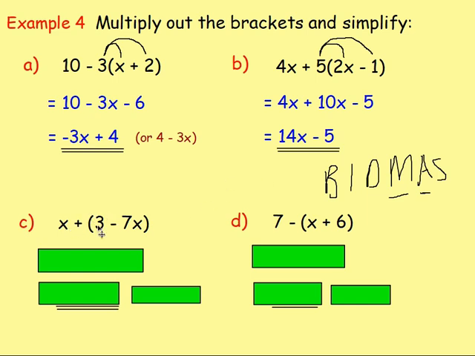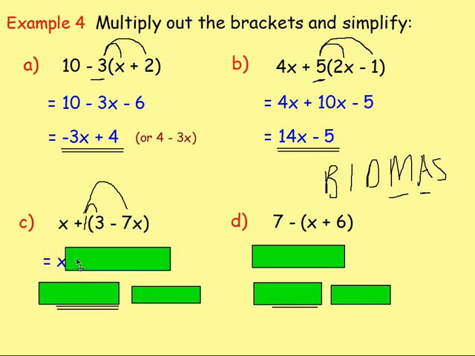Next one, we've got x plus bracket 3 take away 7x. What do you do if there's no number in front of the brackets? Because there's a 3 in front of the brackets, there's a 5 in front of the brackets, and there's nothing there. Can I answer this one, Mr. Thomas? Yes, you can. What are you thinking, Jake? I think you could just put a 1 in front of the brackets, and you can imagine it as 1 times the 3, and the 1 times the negative 7x. You're right, Jake. Yeah, you could do that.